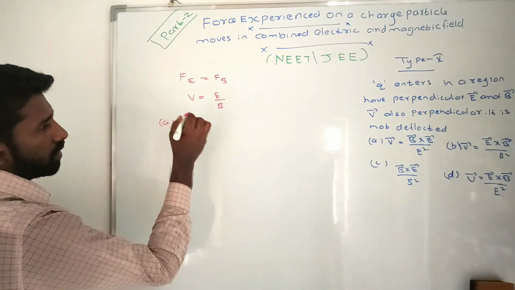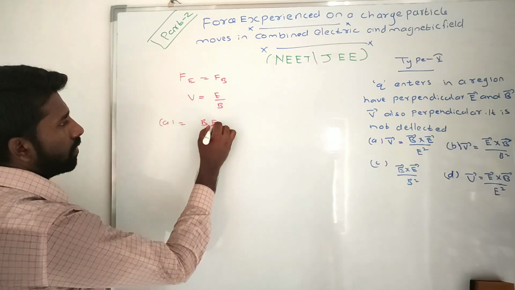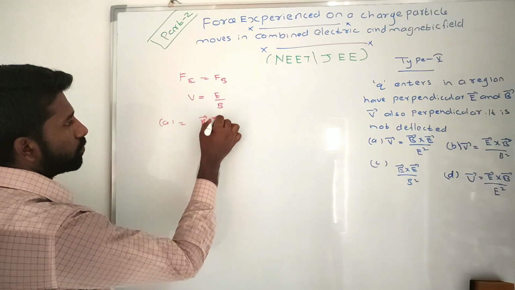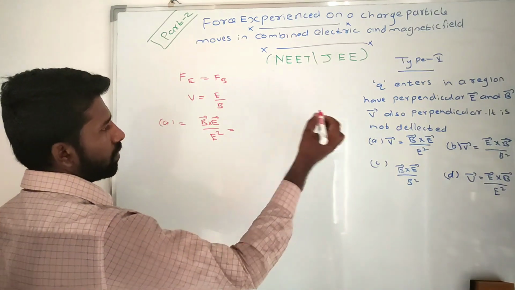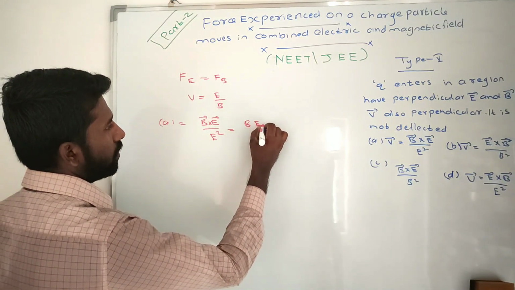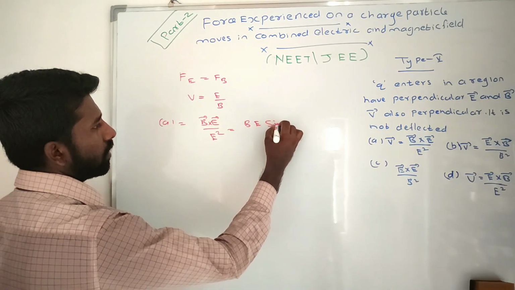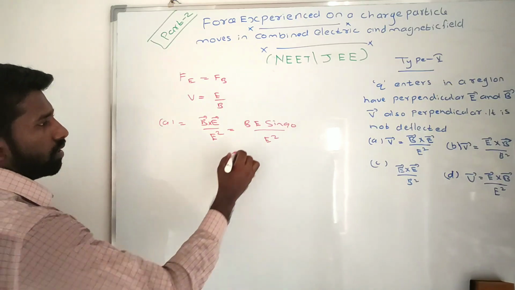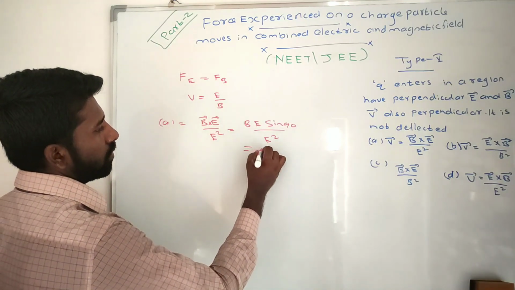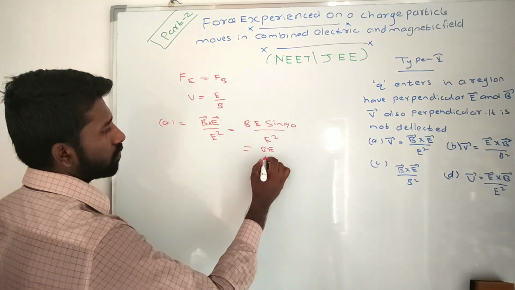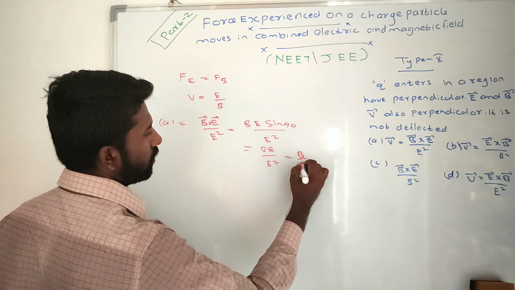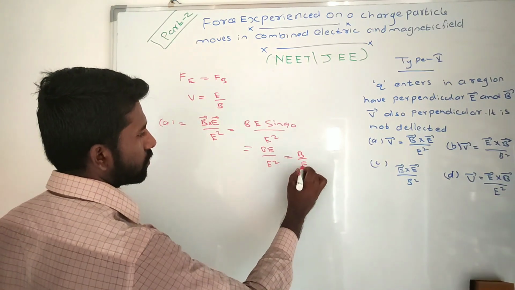What is given there? B cross E by E square. What will you get? What about B cross B? They are given that E and B are perpendicular. So V B sine 90 divided by E square. What will you get? Sine 90 is 1. B divided by E square. So what will you get? That is you will get B. Okay. This is not the answer.